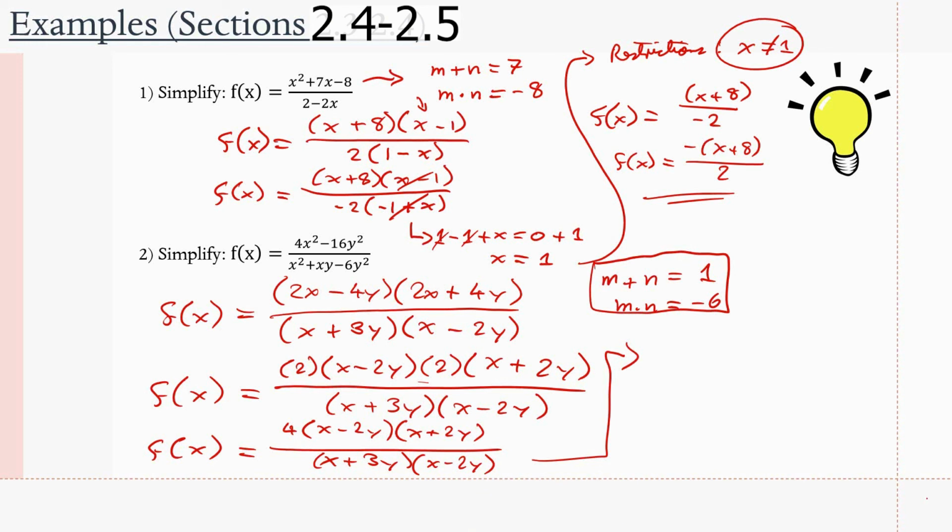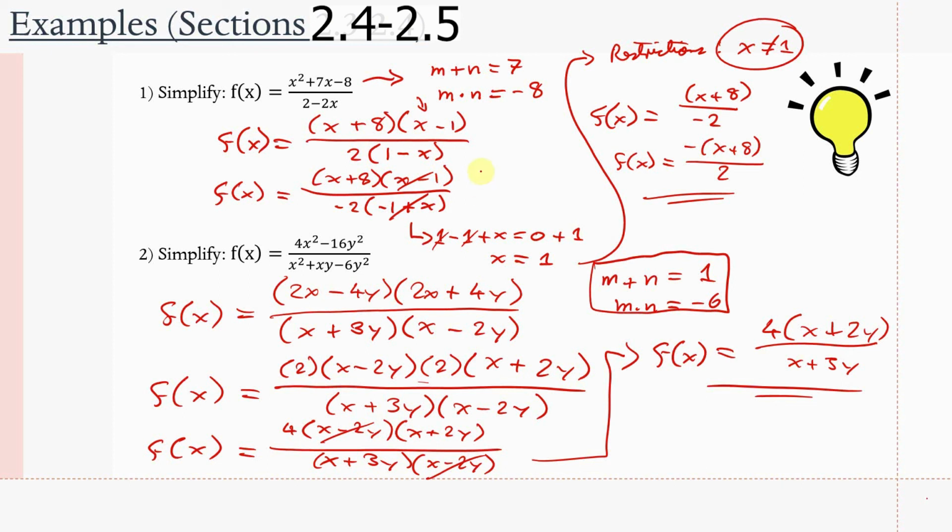And what can we divide out from the top and the bottom? Well, we have an x minus 2y and x minus 2y. Cancel those out. We get left with f of x equals 4 times x plus 2y all over x plus 3y. That's your final answer.